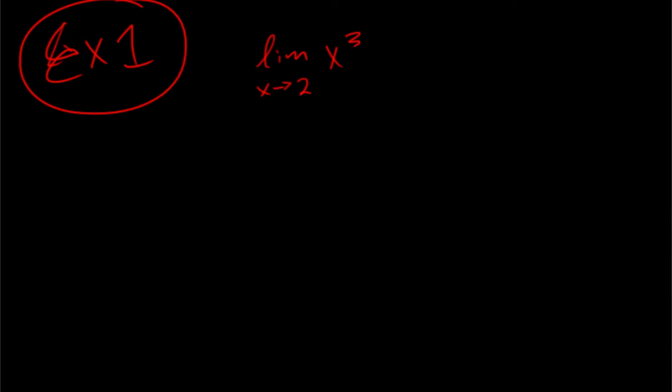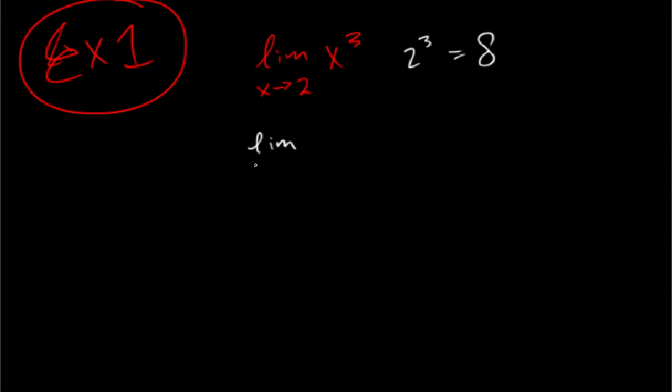Okay, the first thing you want to do, as we talked about in the previous video, if you watched that, is just plug it in. If you plug it in, there's no issues with dividing by 0 or anything weird like that, then you just plug it in. So we just do 2 to the 3. That's just 8. So the limit as x approaches 2 of x cubed is just 8.